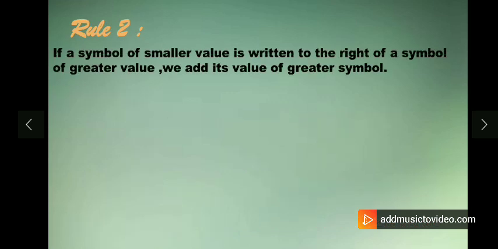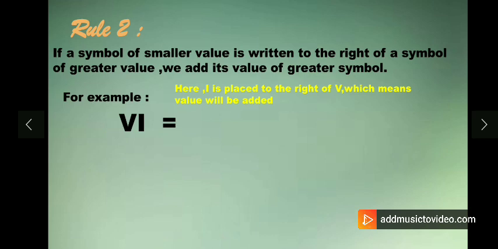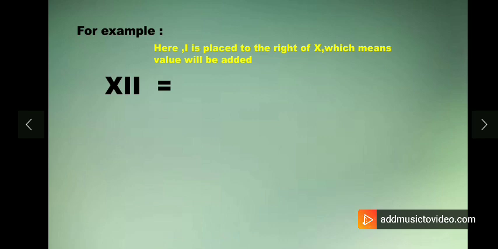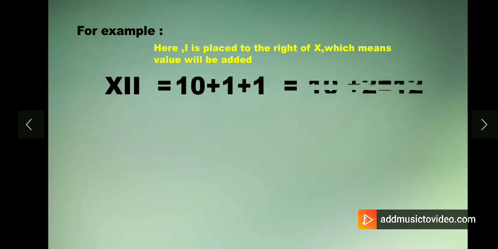Rule 2. If a symbol of smaller value is written to the right of a symbol of greater value, we add its value to the greater symbol. For example, VI. Here, I is placed to the right of V, which means the value will be added. So, 1 is added to 5, which will give us 6. Example 2, XII. Here again, I is written twice to the right of X, which means the value will be added. So, 1 plus 1 is added to 10, which will give us 12.